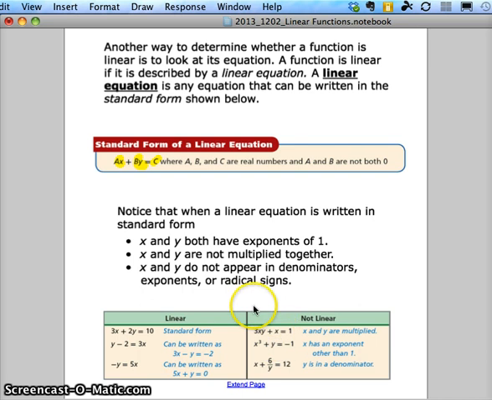Also notice that these are not linear equations. We've got an x and y together multiplied. Here we have an exponent. Here we have y in the denominator. None of these are going to be linear equations. If I tried to simplify this so y is not in the denominator, I'm going to end up getting an x times a y. So that's why that doesn't work.